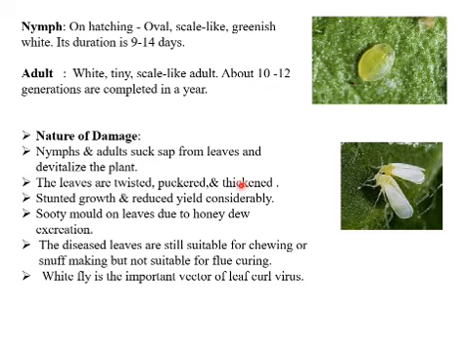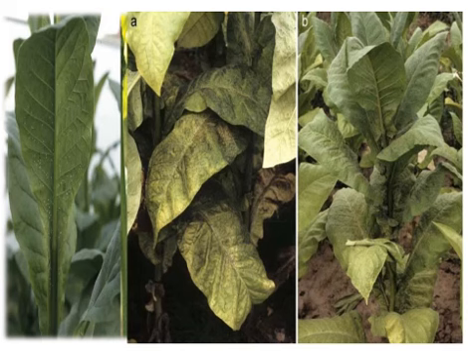The nature of damage of whitefly: it devitalizes the plant by sucking the leaves, and the leaves become twisted, puckered, and thickened. Due to these symptoms, the plant will be stunted with reduced yield. The whitefly also secretes honeydew, which is the feed of sooty mold, so the plant is also affected with sooty mold, that is black fungus. The whitefly also acts as a vector for leaf curl virus, and the diseased leaves are still suitable for chewing or snuff making, but not suitable for flue curing purpose. So this is the damage symptom.